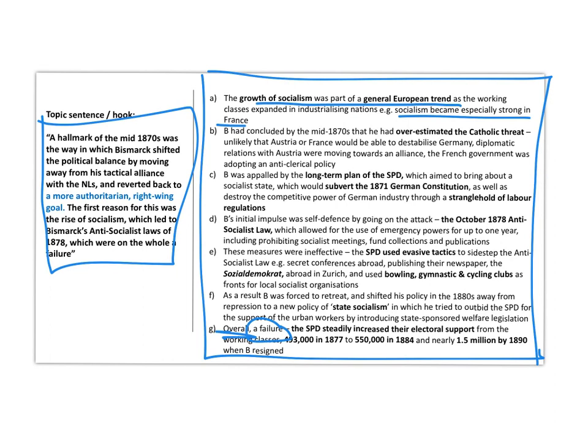Bismarck had concluded by the mid-1870s that he had overestimated the Catholic threat. Bismarck was appalled by the long-term plan of the SPD, which aimed to bring about a socialist state that would subvert the 1871 German constitution, that would put a stranglehold on the working classes by making the trade unions more powerful, etc., etc. So Bismarck's initial impulse was to go on the attack, hence the 1878 socialist laws.